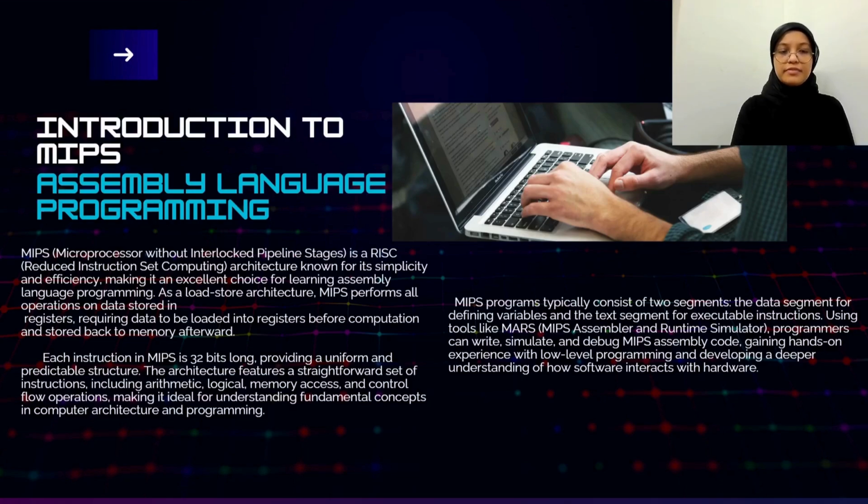Each instruction in MIPS is 32 bits long, providing a uniform and predictable structure. The architecture features a straightforward set of instructions, including arithmetic, logical, memory access, and control flow operations, making it ideal for understanding fundamental concepts in computer architecture and programming. A MIPS program also typically consists of two segments. First, the data segment for defining variables, and the text segment for executable instructions.